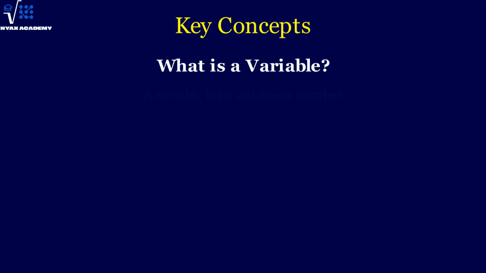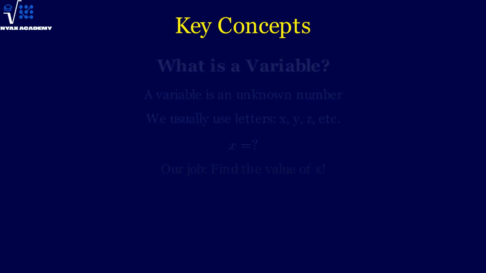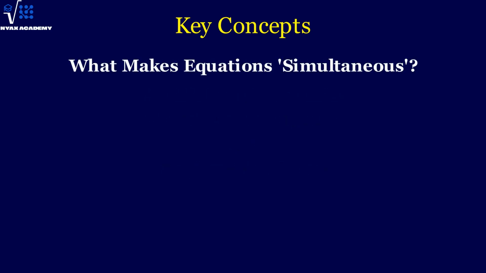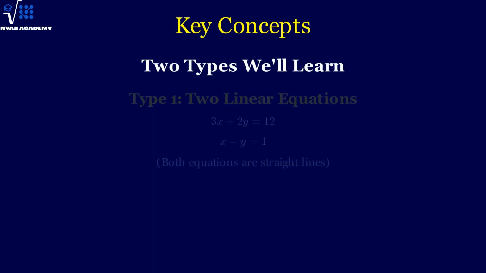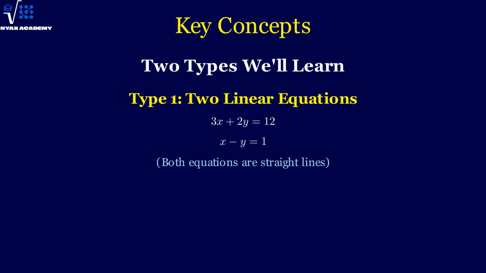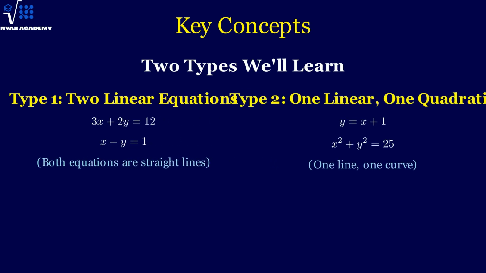So a variable is an unknown number that we usually represent using letters x, y, or z, and our goal is to find the value of the variable. Now let's look at what makes equations simultaneous. Equations are simultaneous when they share unknown variables, and our goal is to find pairs that fit both equations. For simultaneous equations, we have two types: two linear, where both equations are straight lines, and the second one where one is linear and the other one is quadratic.